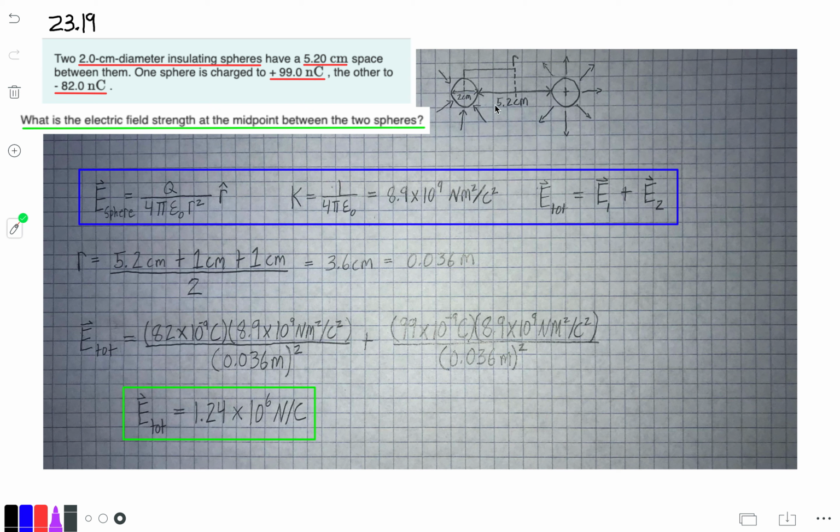This is a cool concept that we will hopefully be expanding on in our section about Gauss's law, because some of the stuff that Gauss does with electric fields relates to this topic of having charged spheres interact with each other.